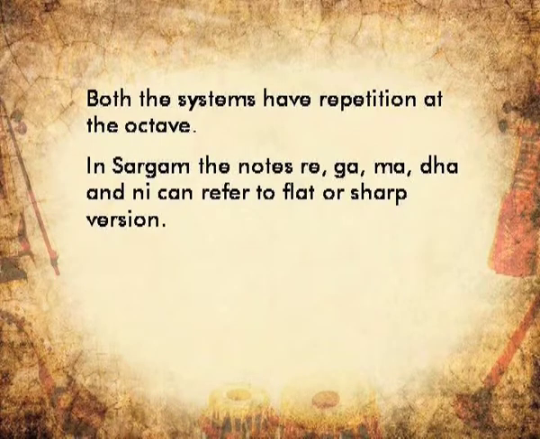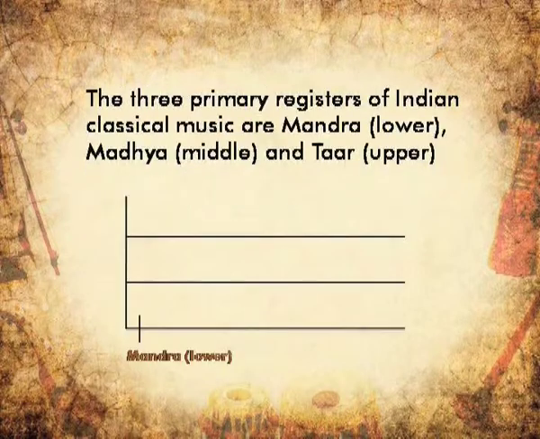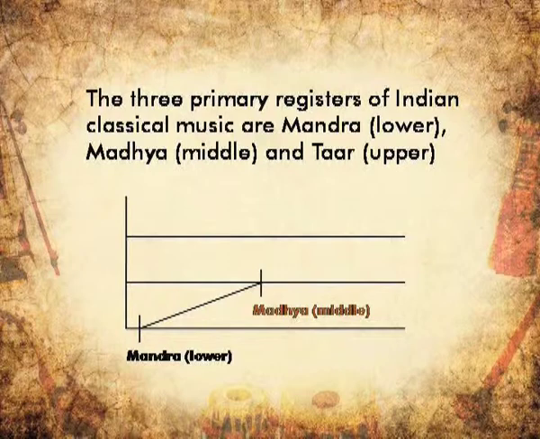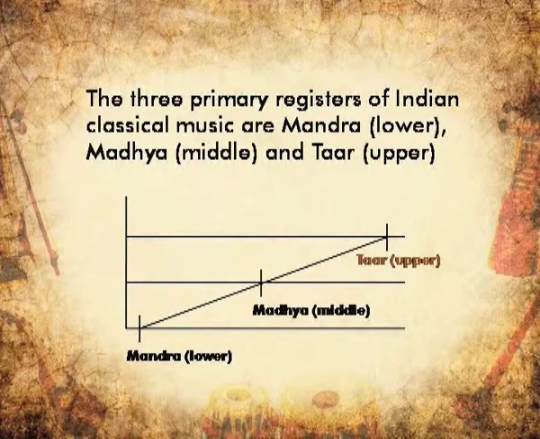The difference between sargam and solfege is that Re, Ga, Ma, Dha and Ni can refer to either natural, Shuddha, or altered flat, Komal, or sharp, Tivra versions of their respective scale degrees. The three primary registers of Indian classical music are Mandra, lower, Madhya, middle, and Tar, upper.